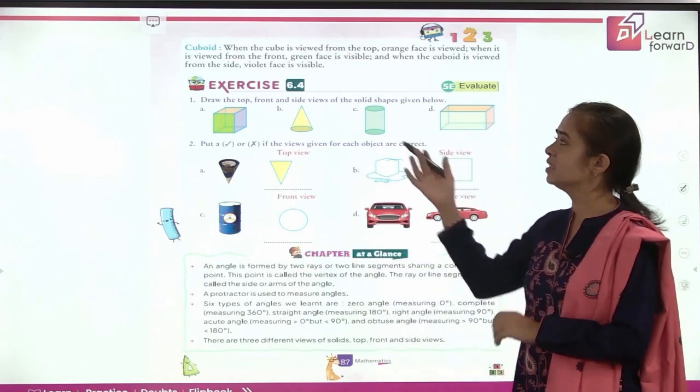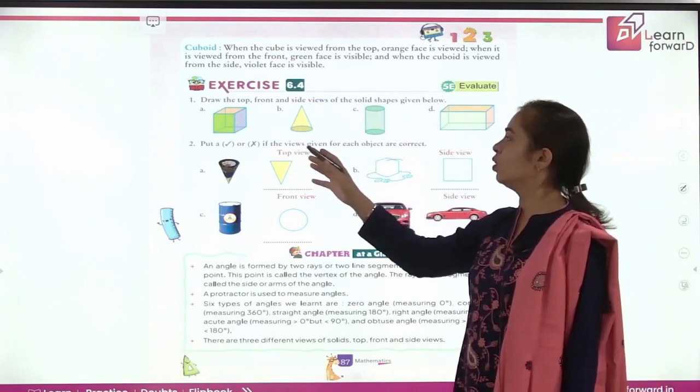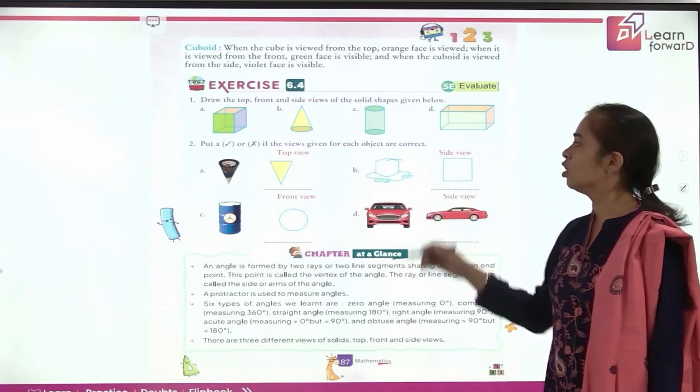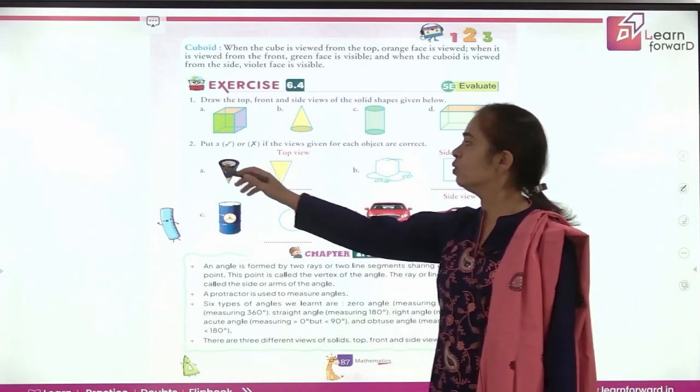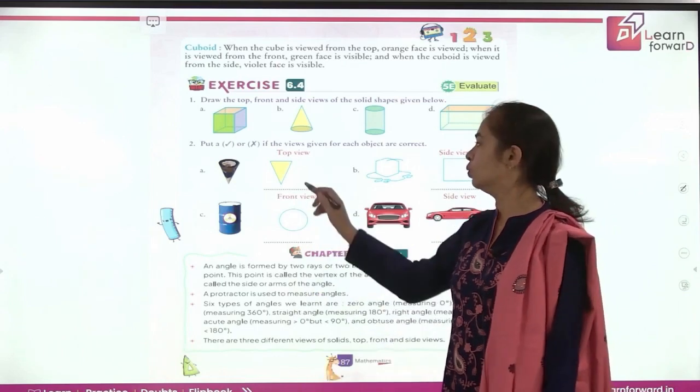Here's an exercise. Draw the top, front and side views of the given solid shapes. Put right or wrong if the views given for each object are correct. So when you look at this at the top, will it show you a triangle? No, this is not.